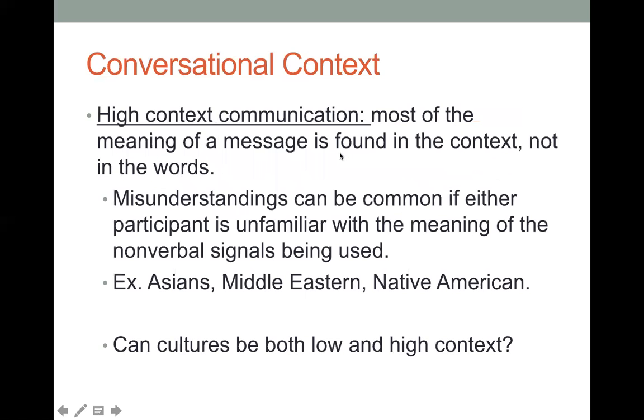High context communication is where the context of the message is very important, and in some circumstances is even more important than the actual words. So the words themselves are not necessarily that important. And some examples are Asians, Middle Eastern, and Native Americans. This can be a cause for confusion if people are communicating who come from different cultures and if their nonverbal cues don't match. For example, if somebody was doing that A-OK, but there weren't any words associated with it, or there were words, but the message was sending a different signal.